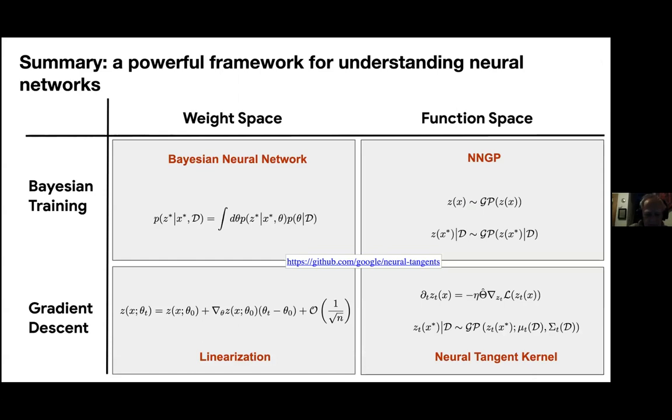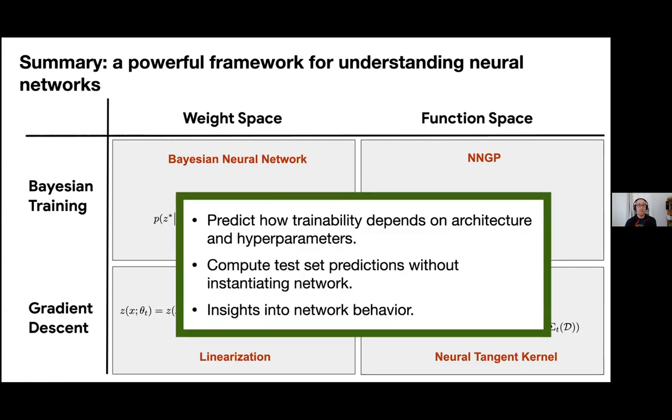Okay, and so last slide. In summary, I have presented what I believe to be a powerful framework for theoretically analyzing neural networks. It can be applied to either a Bayesian or gradient descent training of a neural network in either function space or parameter space. And I've shown that this perspective enables us to predict how trainability depends on architecture and hyperparameters. I've also shown that it allows us to do seemingly semi-magical things, like compute test set predictions that would come from training an infinitely wide neural network, but without ever even instantiating a neural network.